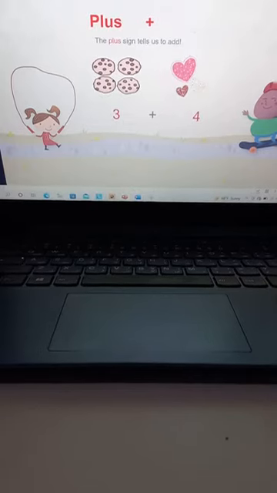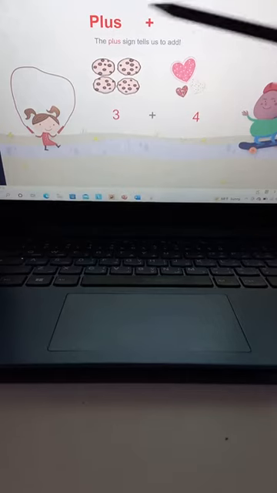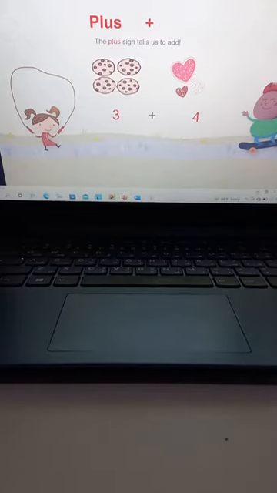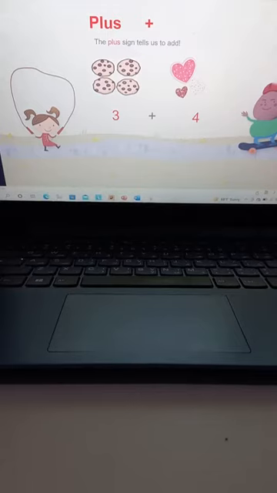So here I told you before that we have our plus sign as addition. Whenever you see a plus sign, it means that we are going to add two numbers together. Plus means adding two numbers together. The cross and the plus sign both mean addition. Everyone, can you say addition? Yes, whenever you see a plus sign, just remember in your head that we are going to add two numbers together. Okay?